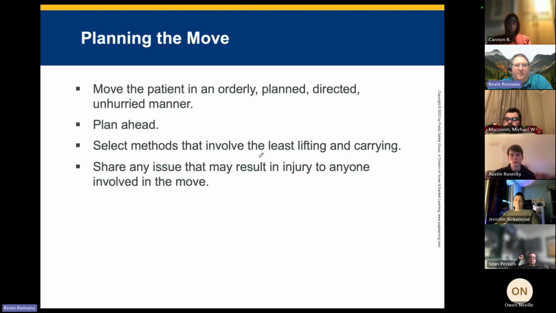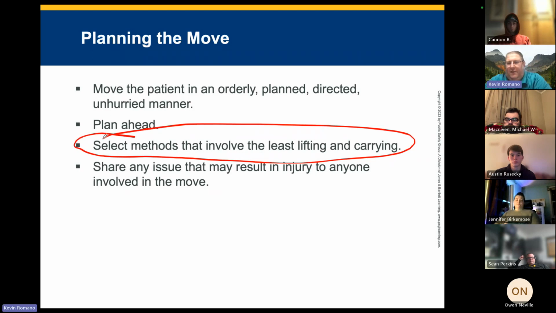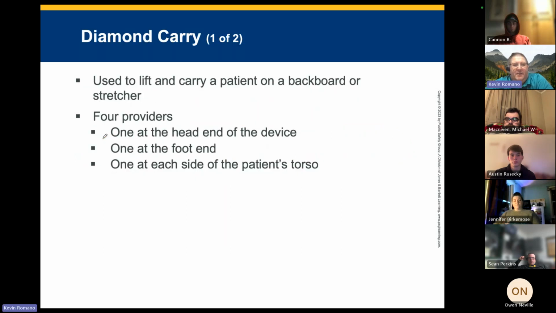All right. Select methods that involve the least lifting and carrying. I like this one right here. If I don't have to lift the patient, I'm not going to lift the patient. Right. So the least involved maneuvers.